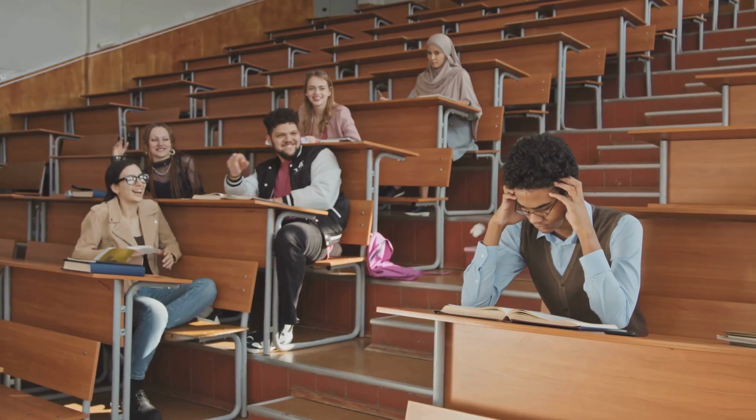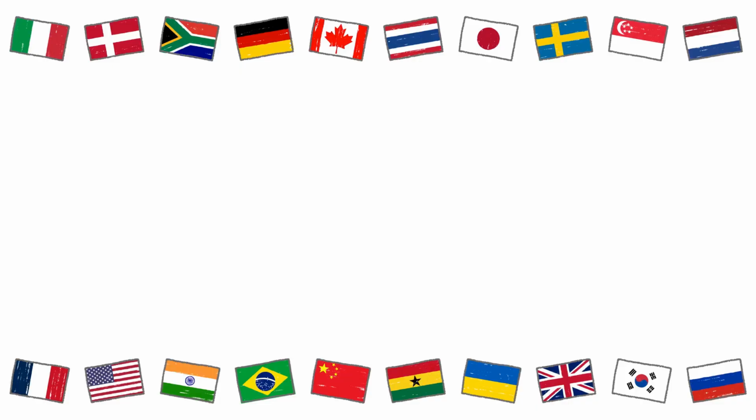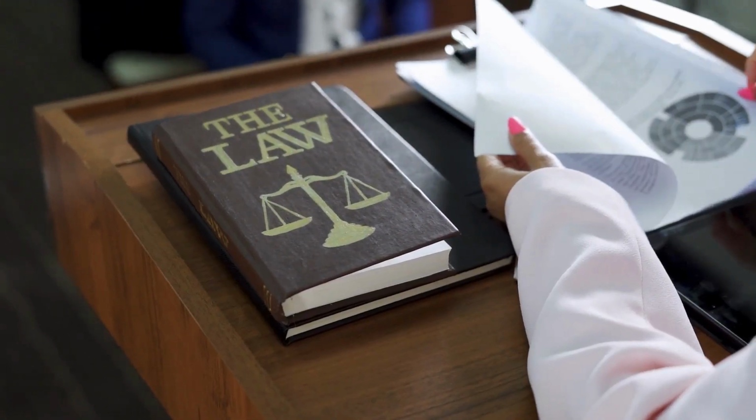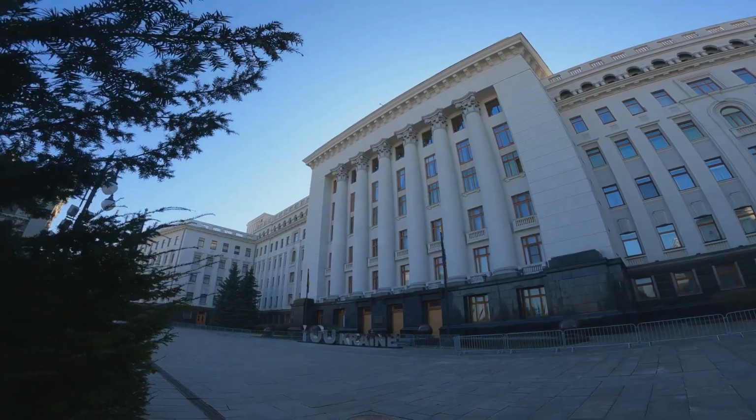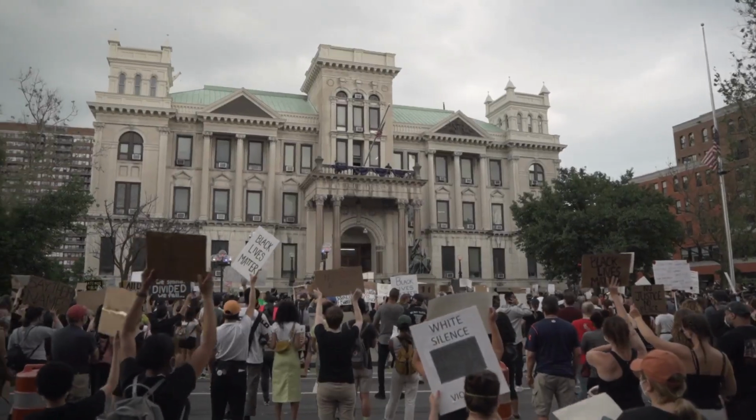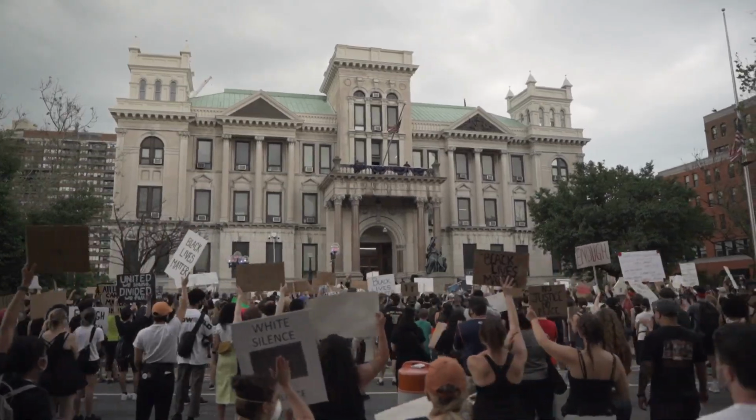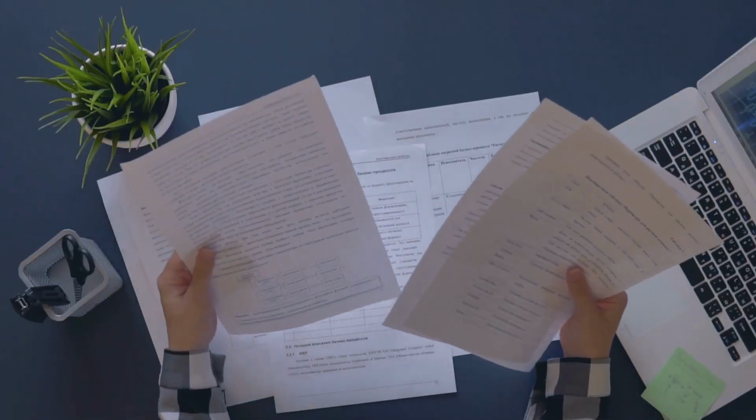Comparative constitutional law is a fascinating field of study. It involves looking at the constitutions of different countries. A constitution is like a rule book for a country. It sets out the basic principles of government. It also defines the rights and freedoms of citizens. By comparing constitutions, we can learn a lot.